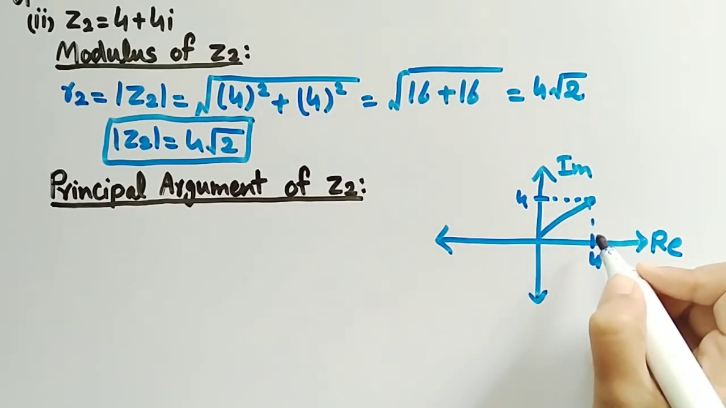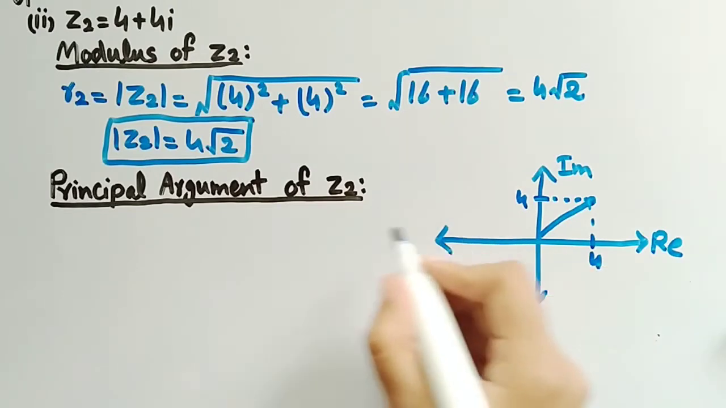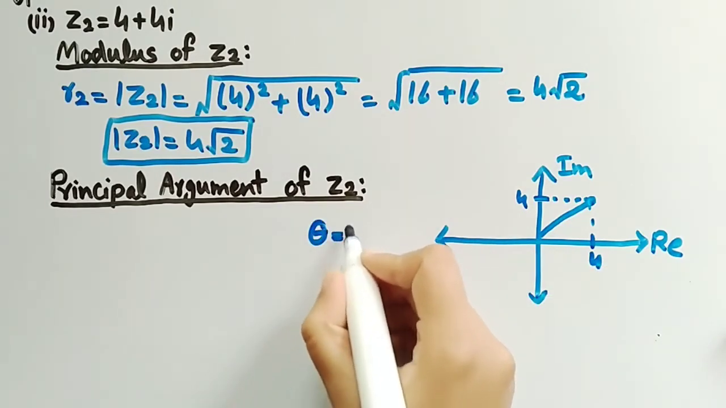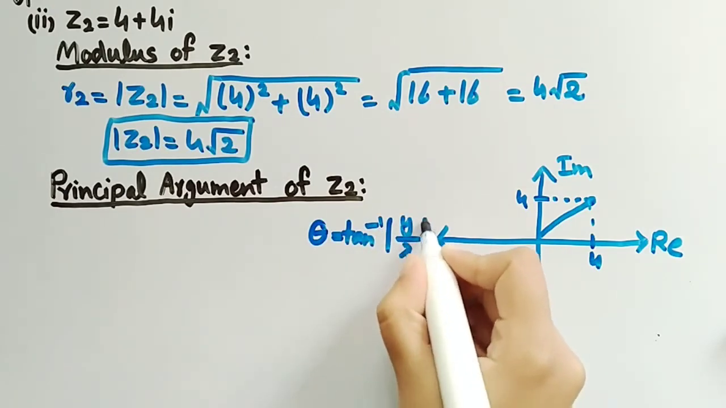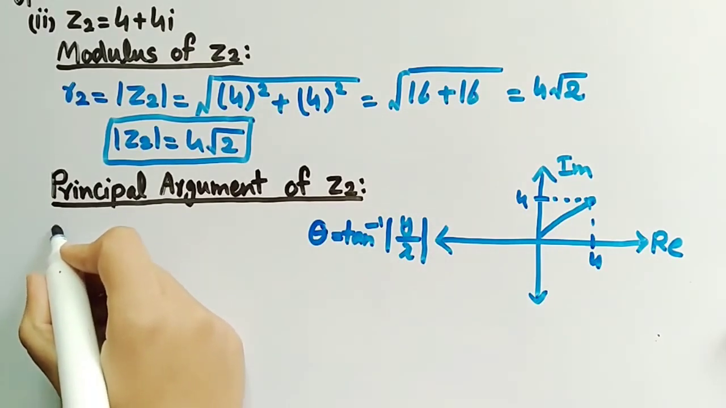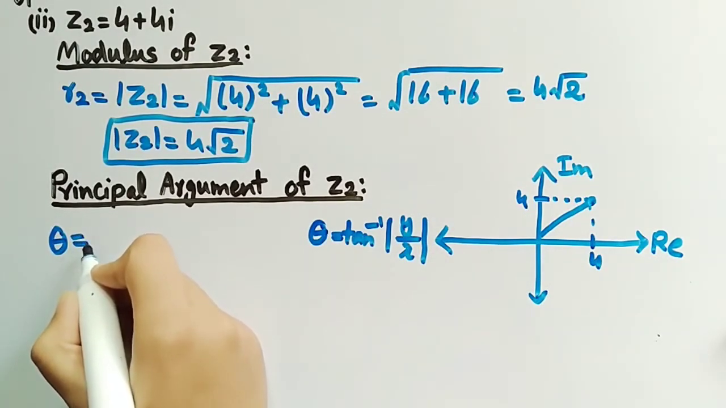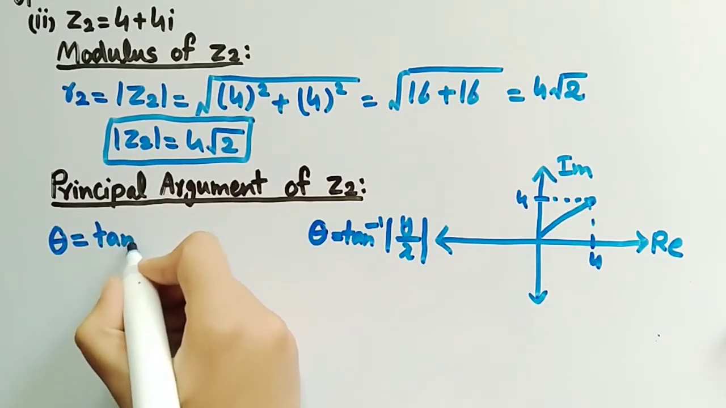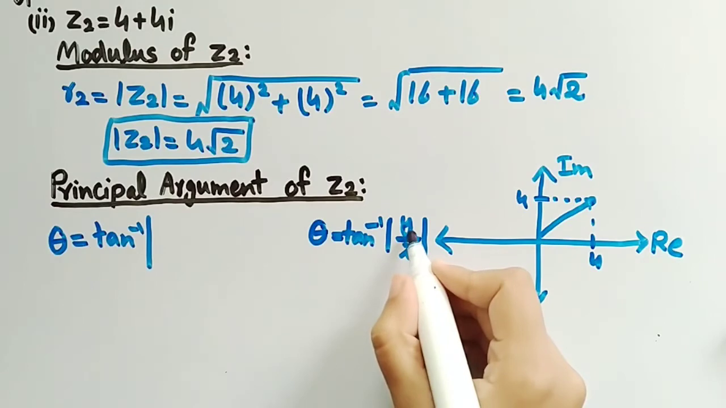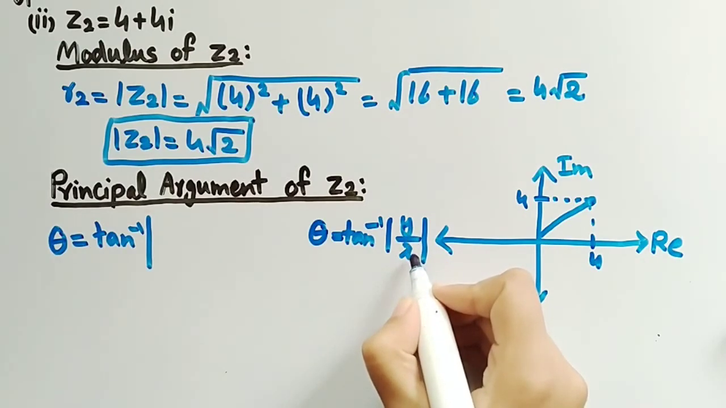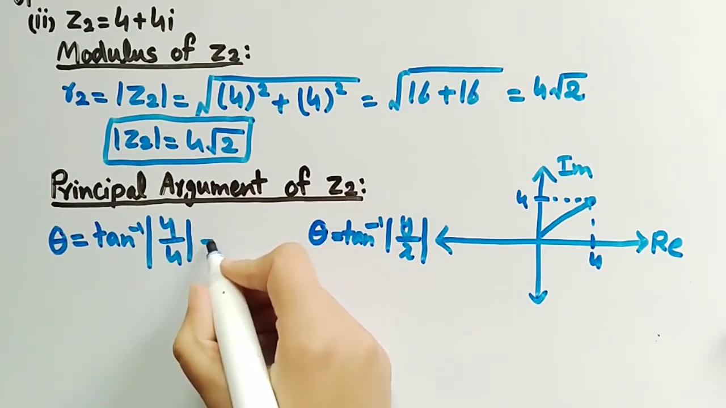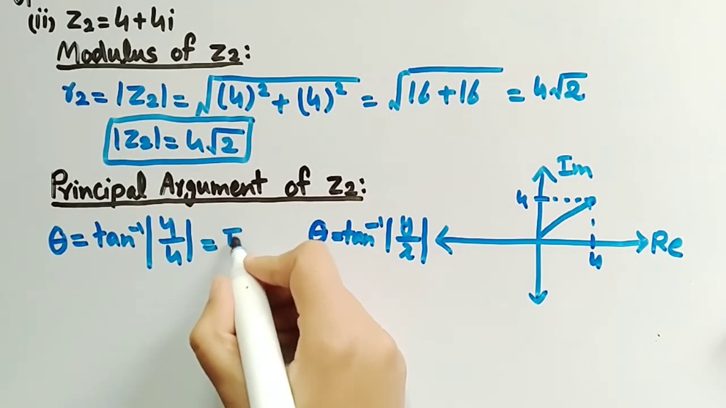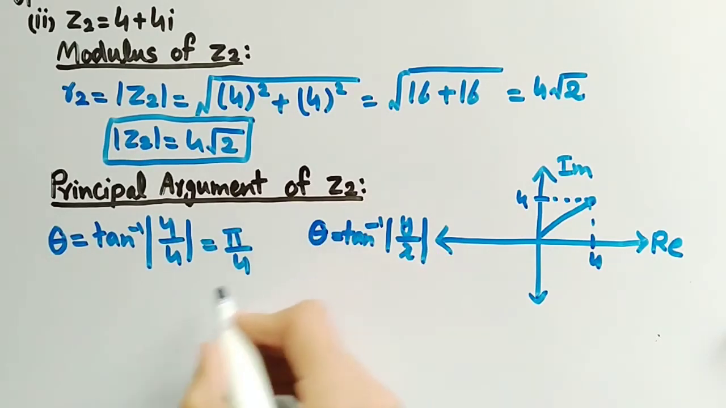When the complex number is in first quadrant, then its principal argument theta is equal to tangent inverse y by x. So now we will find the value of principal argument, which is equal to theta and is equal to tangent inverse. Y is the imaginary part and x is the real part of the complex number, so it will be 4 divided by 4, which is equal to pi by 4. So the principal argument of z2 is equal to pi by 4.